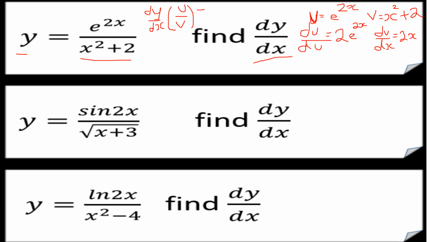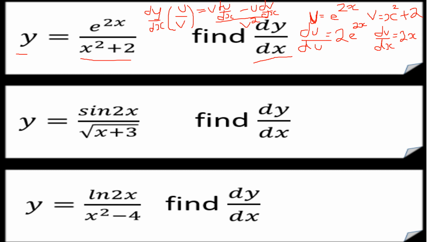So the formula is as follows. It's v du dx, and the order actually matters, so v du dx subtract u dv dx, all over v squared. Unless I'm mistaken, I do believe they give you this in the formula booklet. But if they don't, then please do learn it. As far as I'm aware, it's given as part of the formulas for differentiation.